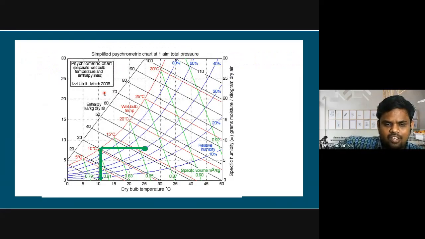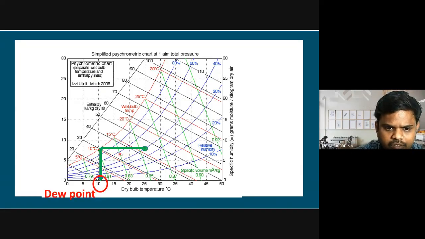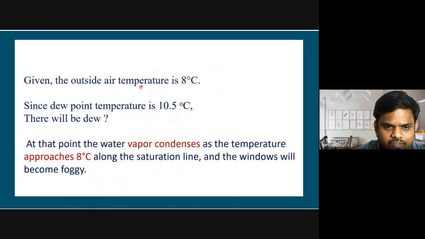If I mark it, this is the point we have to mark for the given temperature and pressure. If you draw a line parallel to the 100% saturation line and reach the x-axis, we get the dew point temperature. We can see that it is just about 10 degrees Celsius. Even when the temperature is about 10, we are going to have the dew point. If the temperature is further reduced, obviously condensation, that is dew, will be there. So the value we get is slightly higher than 10 degrees Celsius. It is given that the outside temperature is 8 degrees Celsius. So what will happen?